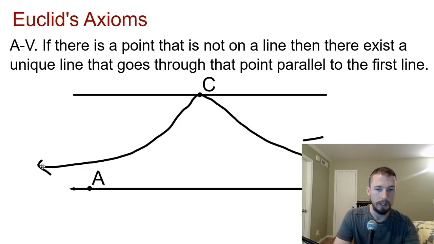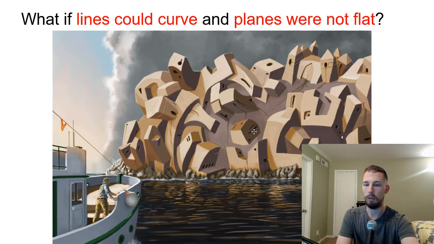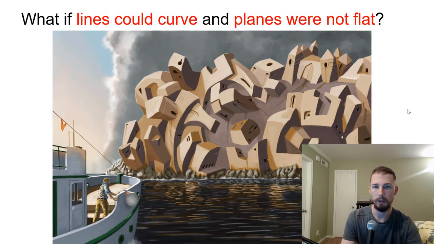All right, so let's assume that there was more than one line, and that essentially lines are allowed to curve. They don't have to be straight. And planes are allowed to curve as well. They don't have to be flat. Well, what would the world look like if we denied the fifth parallel postulate? Our architecture might look a little bit different.